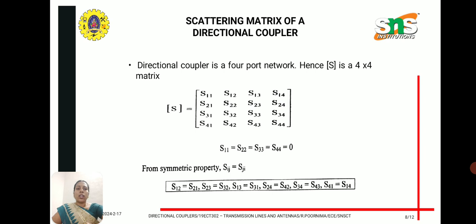We can now get the parameters of directional couplers using the scattering matrix. Consider a 4-port network. It consists of 4 ports, so we can write a 4 cross 4 matrix. We are going to apply the properties of S parameters. For a matched termination, that is, the ports are matched at all the ports, the diagonal elements are 0. So S11, S22, S33, S44, all the diagonal elements, are 0.